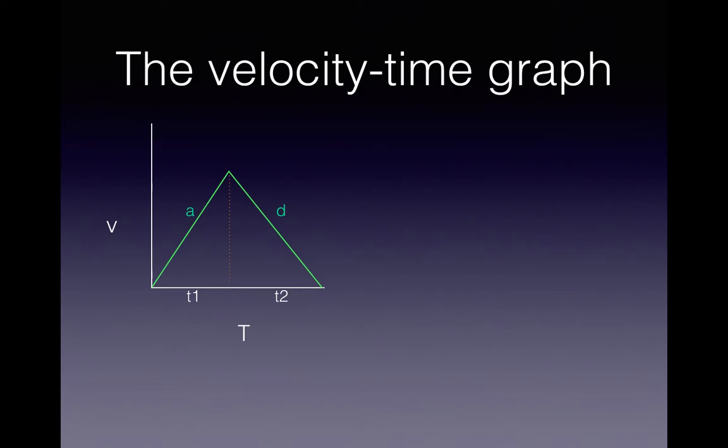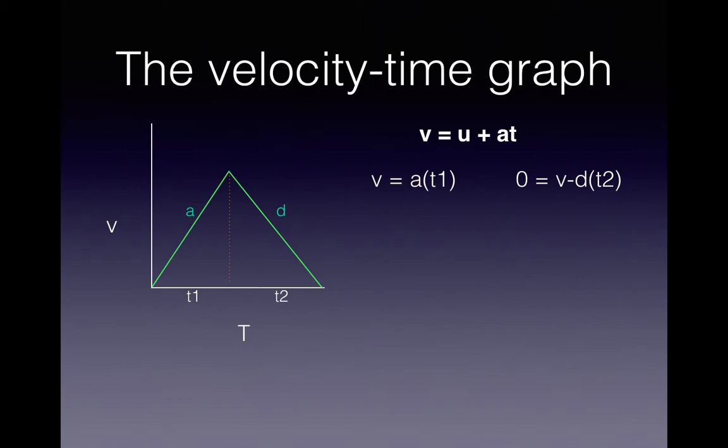And now what I'm going to do is take a look at V is equal to U plus AT in the acceleration section, first of all, and the deceleration section. So the acceleration section, that's the green line going up on the left, the U is 0, and the maximum velocity there we're just calling V.